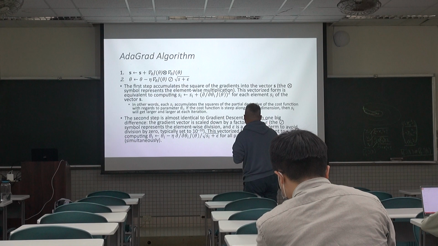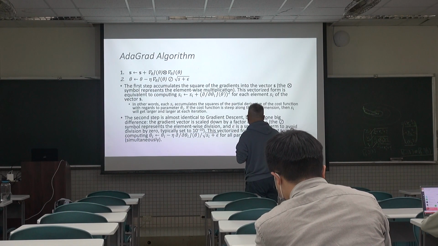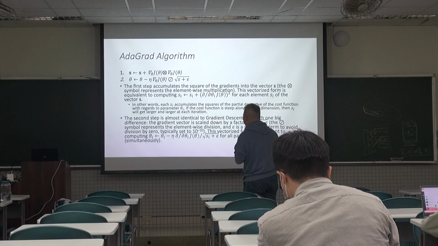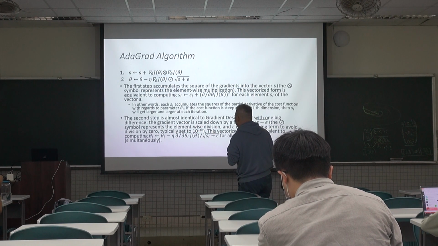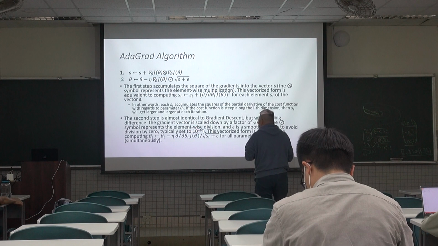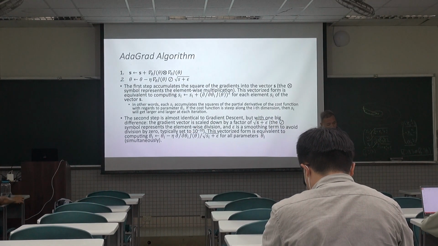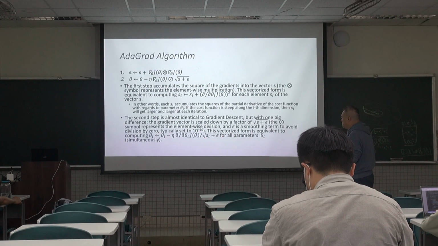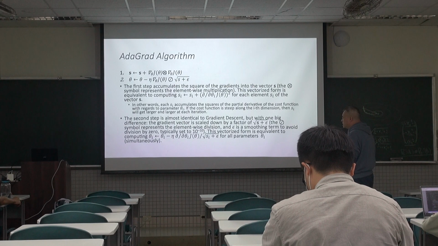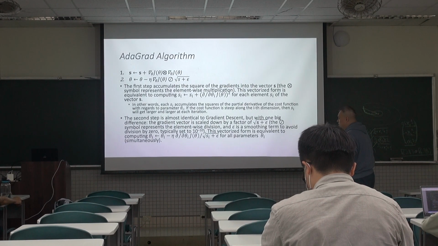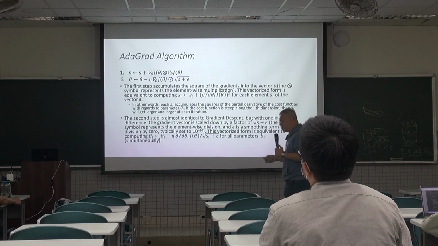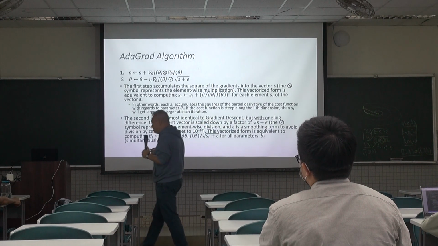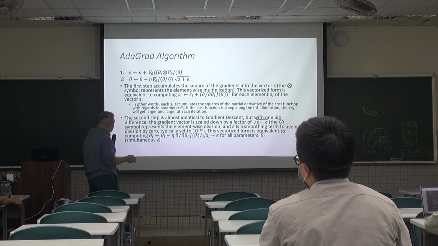So this epsilon is like a smoothing term. Normally we typically set it to 10 to the power of negative 10, so it's a very, very small value. It's just there to avoid dividing by 0. Pretty much it's going to scale down the larger component more than the smaller component.